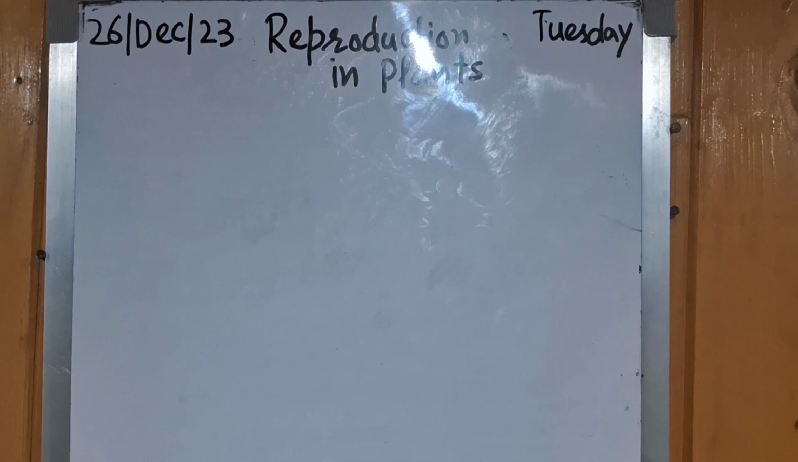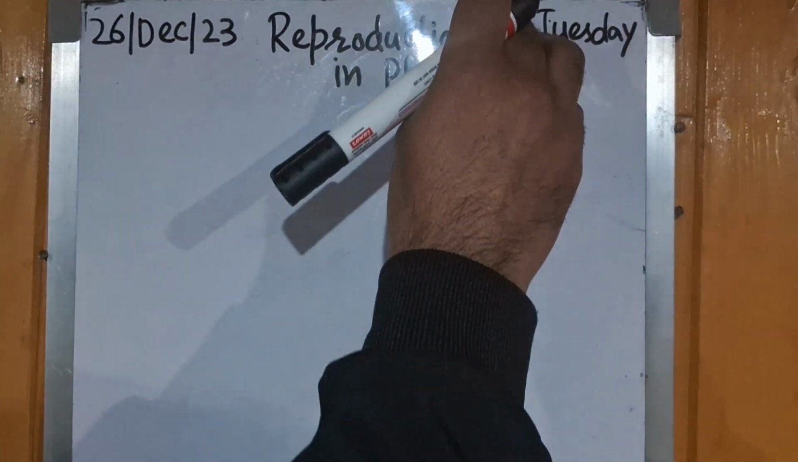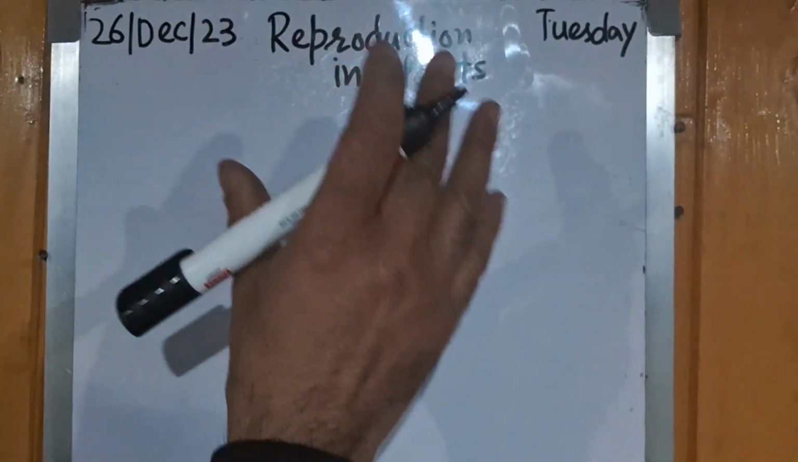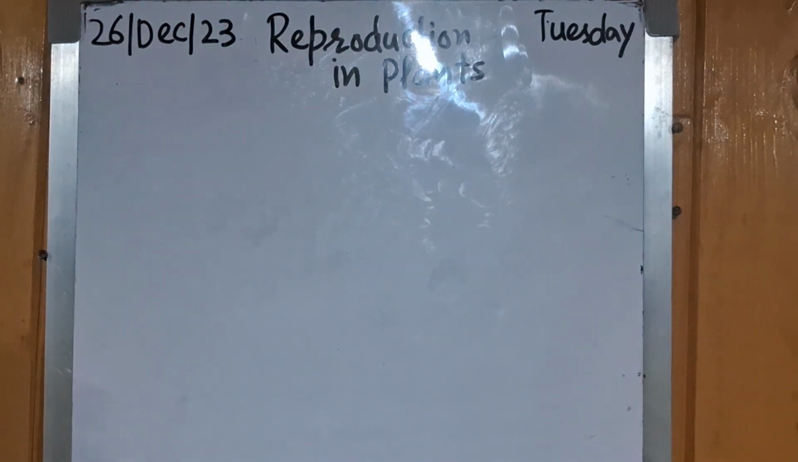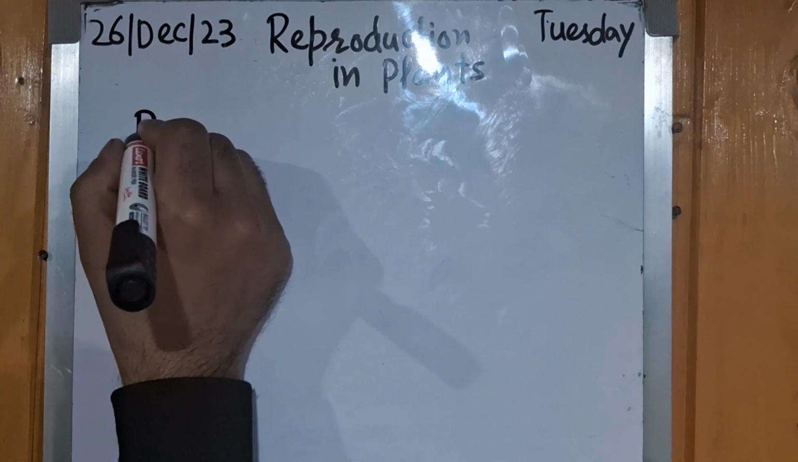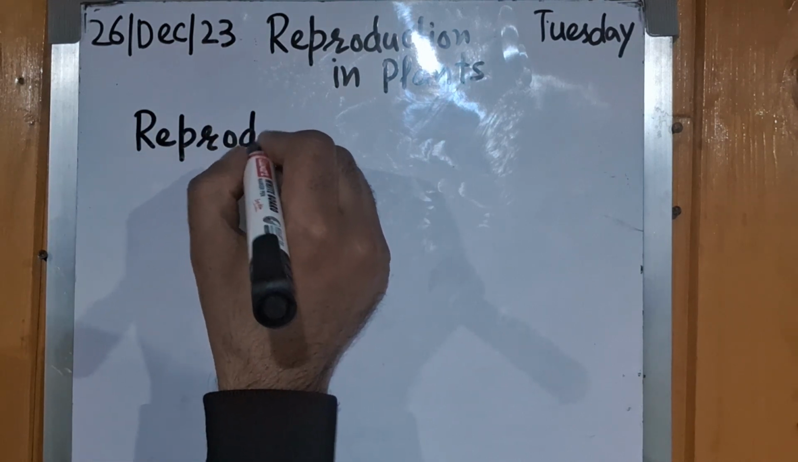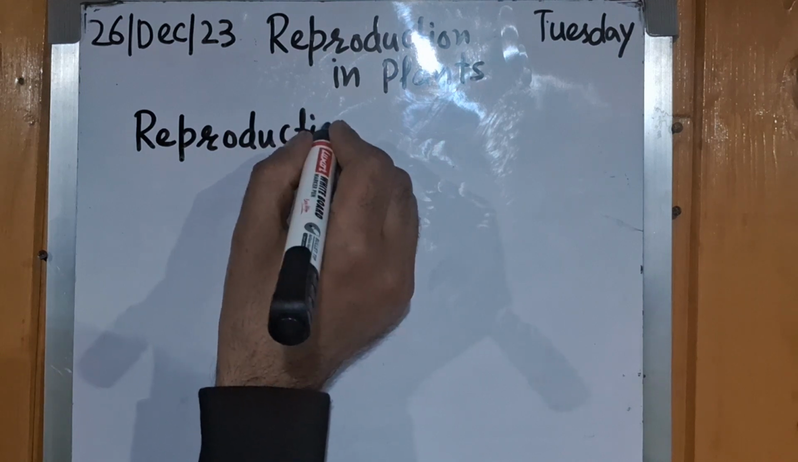Today we are going to start a new chapter of a science textbook, that is reproduction in plants. In this chapter we will study mainly three topics. We have to study reproduction in plants under three broad headings. One is, what is reproduction?